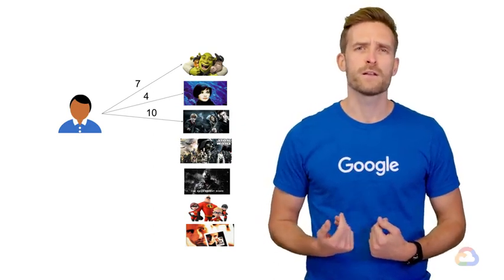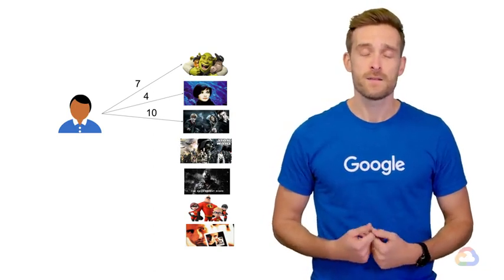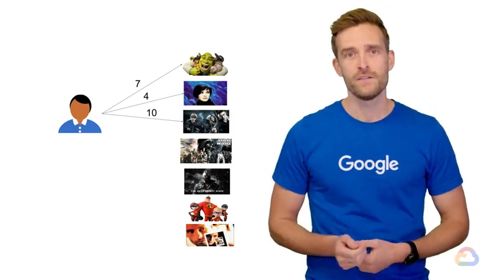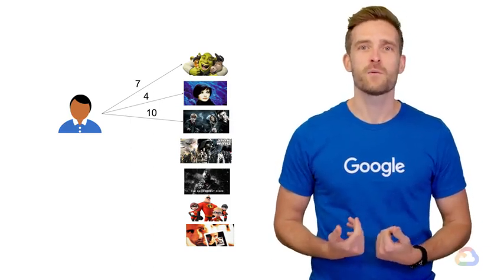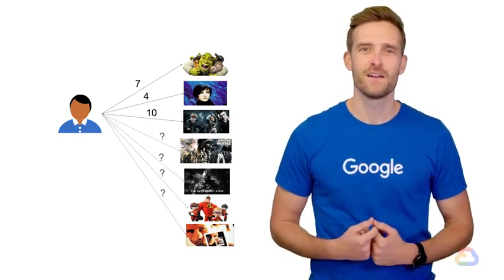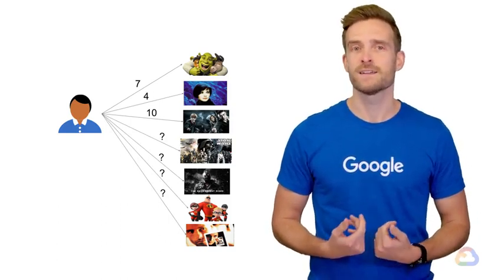We'll assume a rating scale of 1 to 10. 1 means they didn't like it, and 10 means they loved it. This user gave Shrek a 7 out of 10, Blue a 4 out of 10, and Harry Potter a 10 out of 10. We'd like to use this information to recommend one of the movies the user hasn't seen yet.